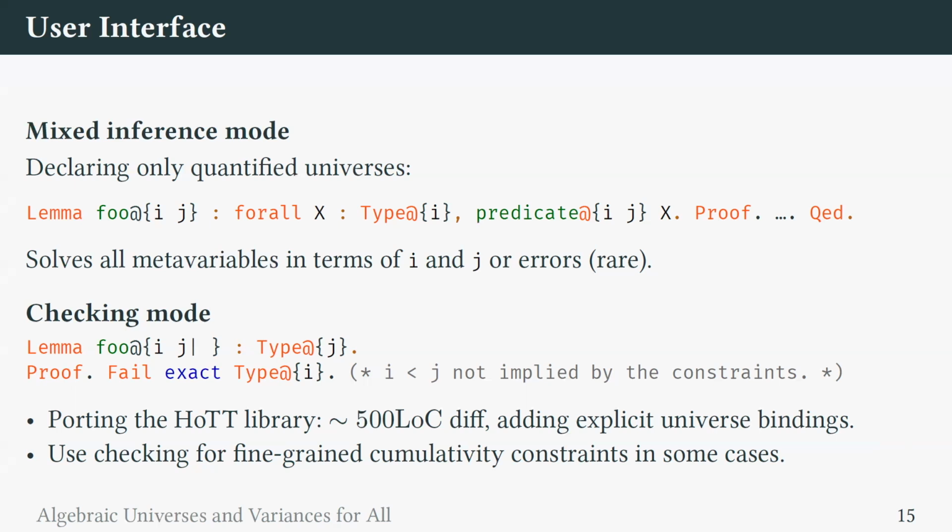And this can allow you to work finely with cumulativity. So there are examples in the HoTT library where you need really fine-grained relations on universes where you can use that. So porting the HoTT library to this new system is not that big of an effort. It's about a 500-line change. Mainly adding explicit universe bindings and changing some instances that have changed due to the ability to have max universes. Usually the polymorphic definitions take fewer universes as arguments because we don't have these proxy universes representing max expressions.